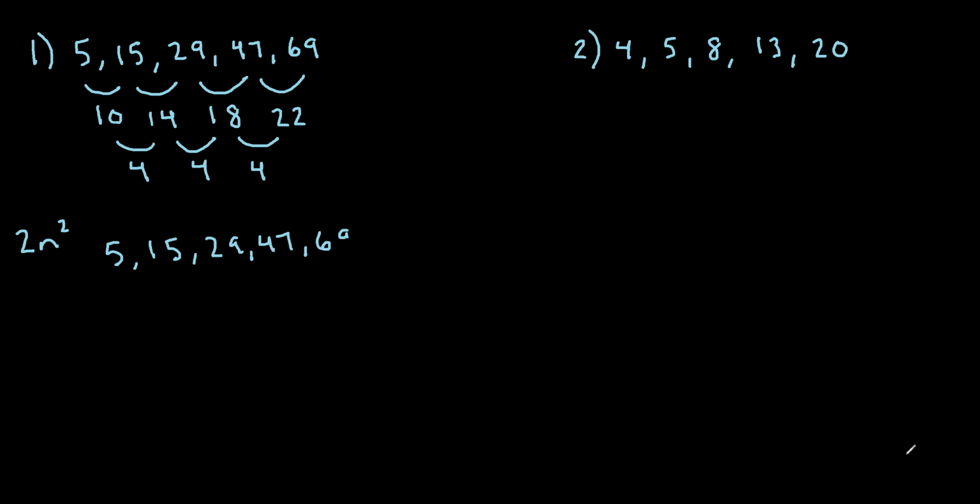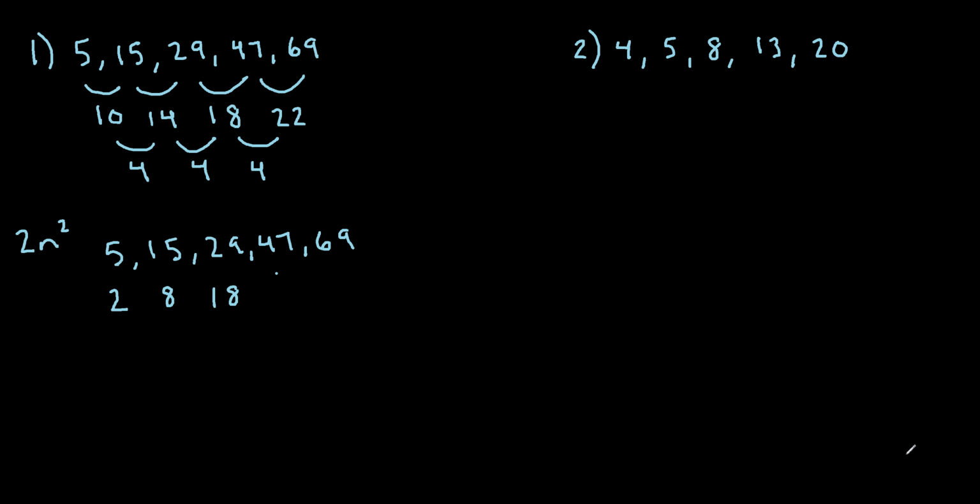And what we can do is plug in values for n that correspond with whatever number this is in the sequence. So for example, this is the first term in the sequence, 5. So if we plug in a 1 for n, we get 1 squared times 2, that's 2. Now this next term, 15, is the second term in the sequence. So in this case, n would be equal to 2. So if we plug in n equals 2, we get 2 squared, that's 4, times 2 is 8. Now for the third term in the sequence, we'll plug in n equals 3 into this equation. So 3 squared is 9 times 2 is 18.